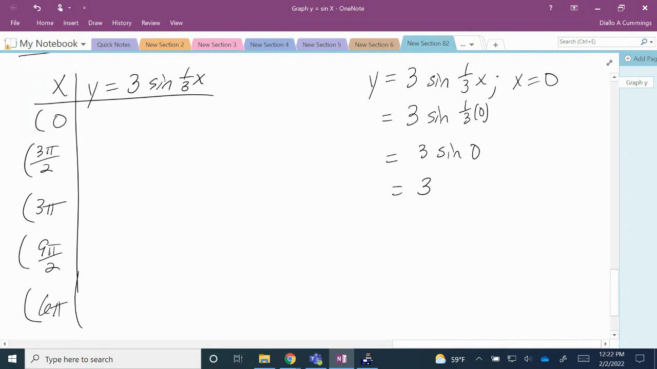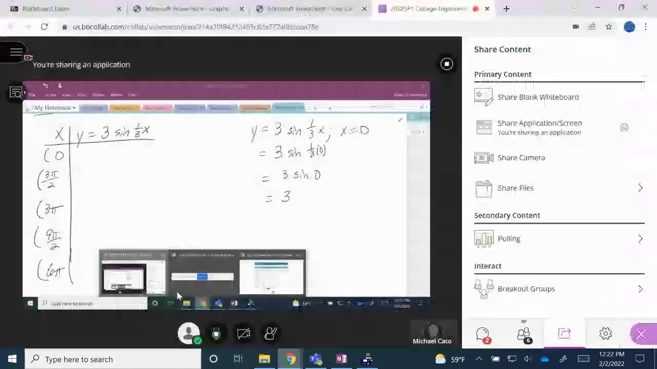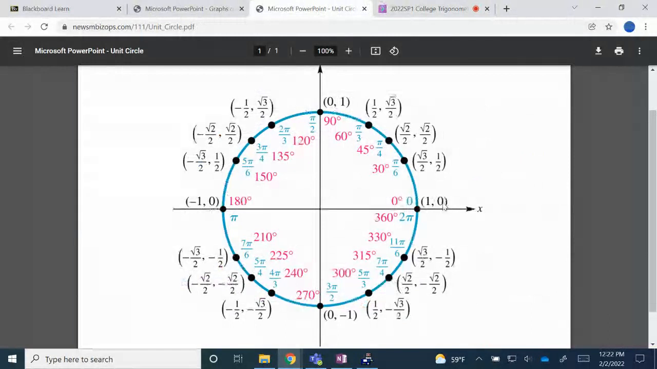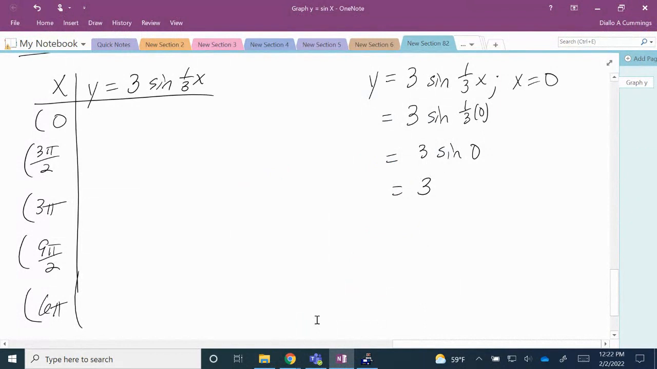Keep in mind from our unit circle, I can find 0 radians. The sine represents or corresponds to the y coordinate. So the sine of 0 is 0. I've evaluated the sine of 0 as 0, and 3 times 0 is 0. So our first ordered pair point is 0, comma 0.